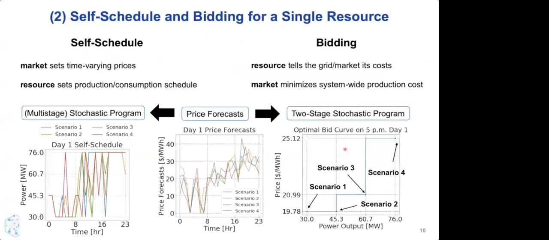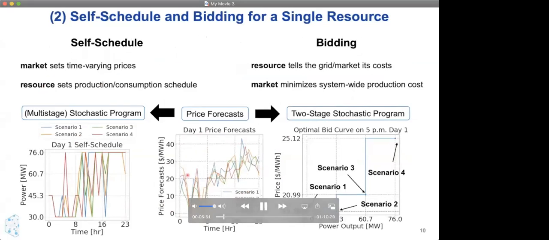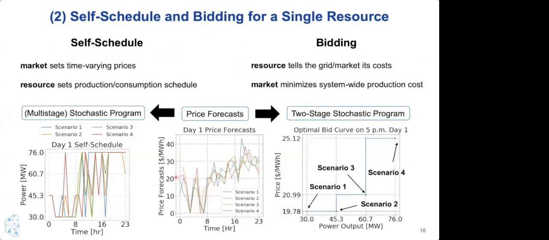With these forecasts, a resource can either self-schedule or bid. In the self-scheduling paradigm, the resource has these forecasts and then says, how should I operate to get the best revenue with this forecast for uncertainty? And then the resource just takes the market price. This can be formulated as a multi-stage stochastic program.